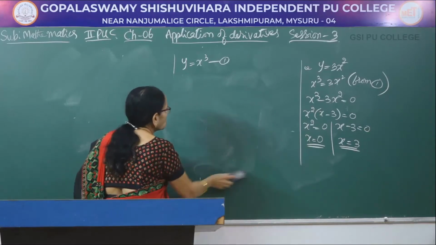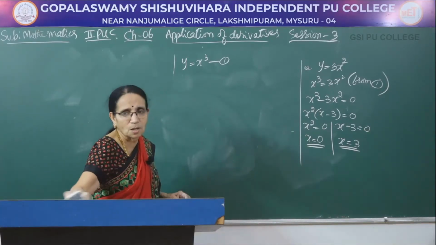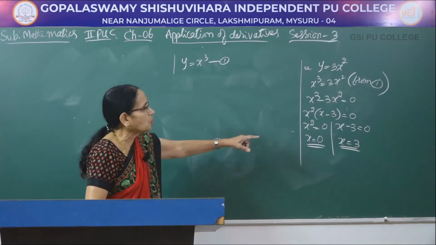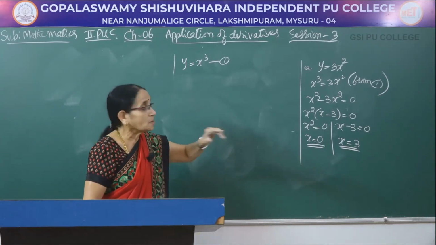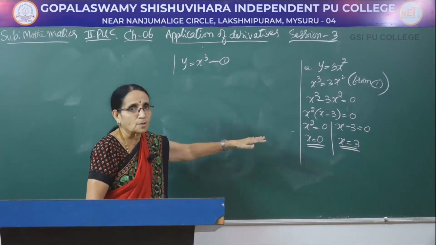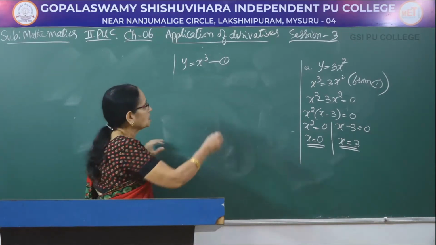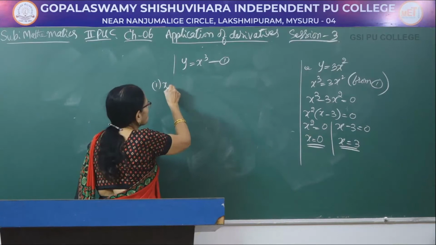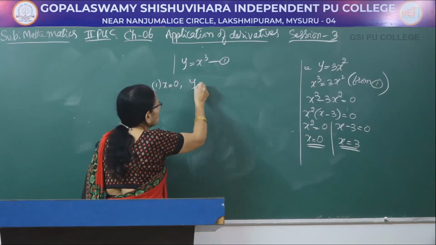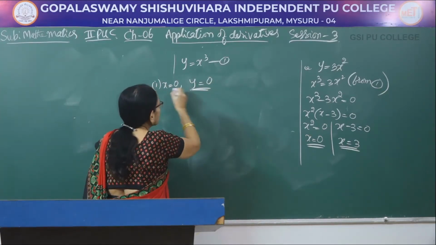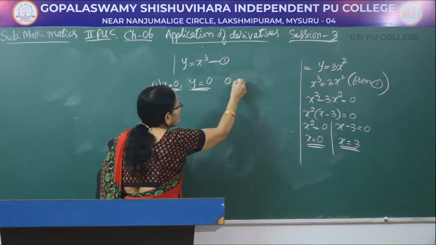Now let me go to the original equation of the curve. Substitute both the values here, and we will be getting the x coordinates of the points. To get the y coordinates, we have to go back to the given function. First, put x equal to 0, y becomes 0 cube, that is 0. So one point is (0, 0).